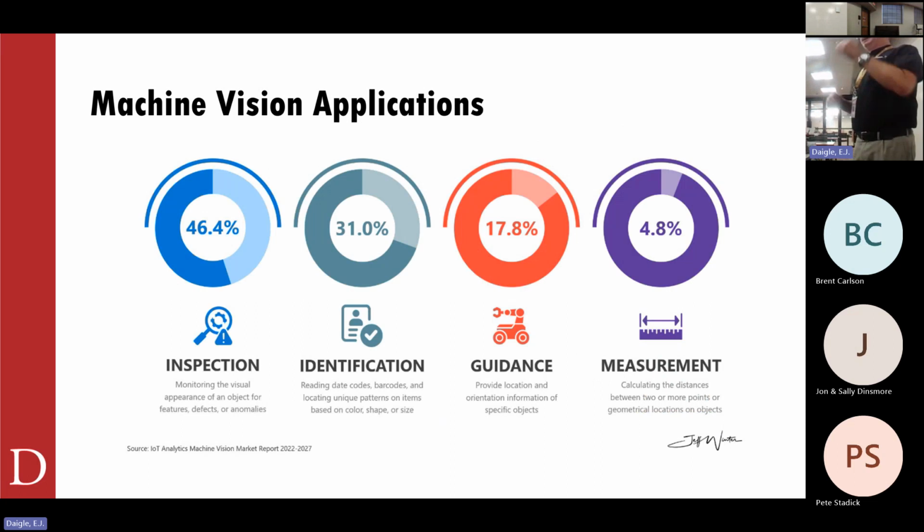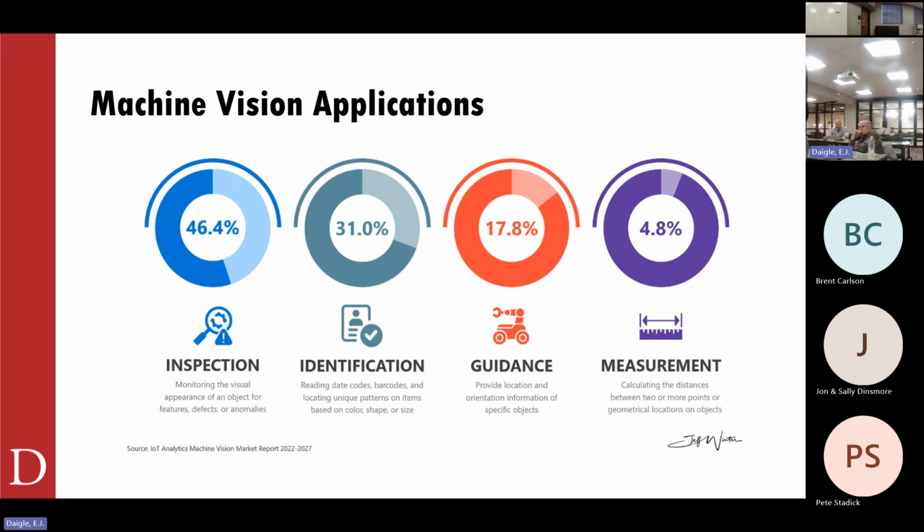So machine vision applications, this gets kind of fun because I'm going to show you an example of each one of these. This is the IoT Analytics machine vision report from 22 to 27. Machine vision applications: 46% of applications deal with inspection, monitoring the visual appearance of an object for features, defects, or anomalies. So my example of a water bottle or my Diet Coke bottle: is the cap on it? Is the label on there? Are all the pieces there that I need there, right?